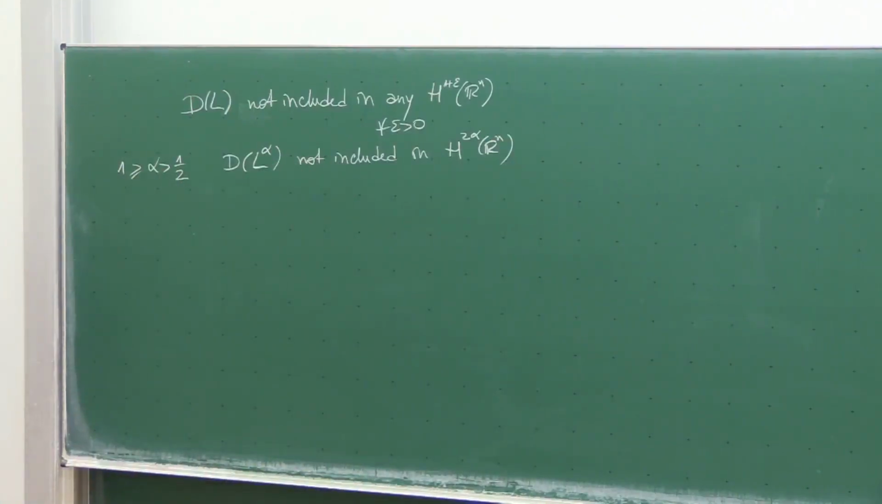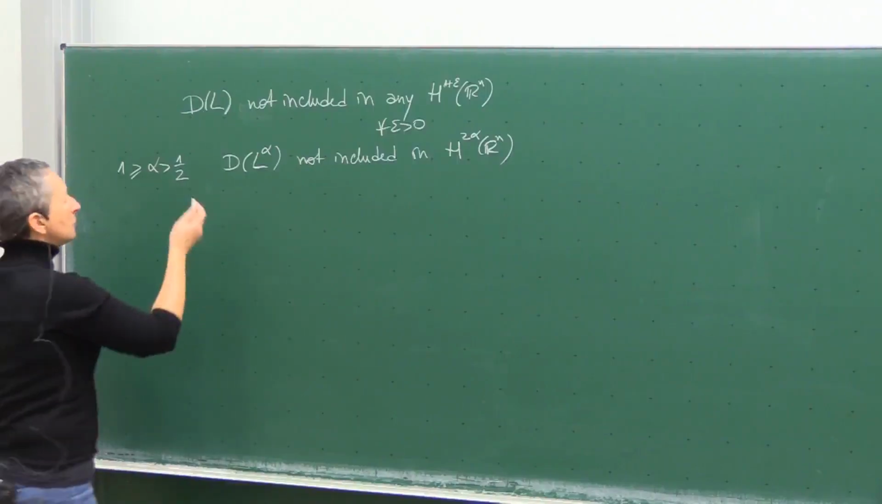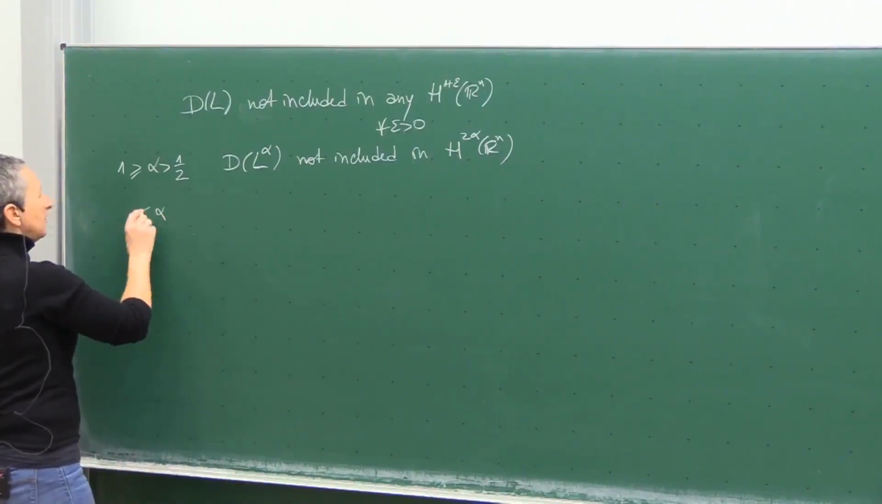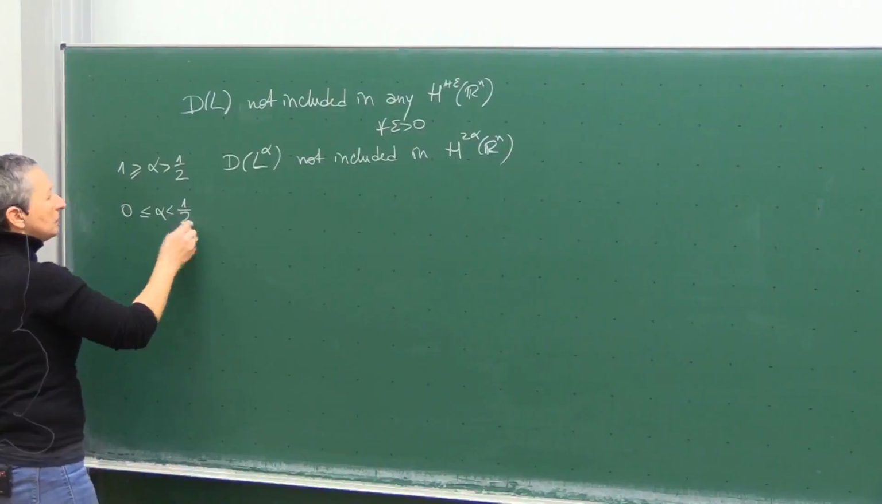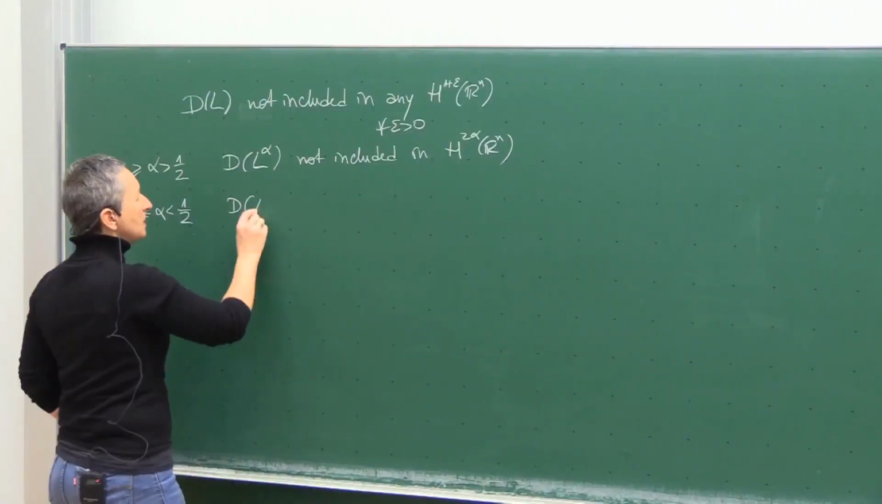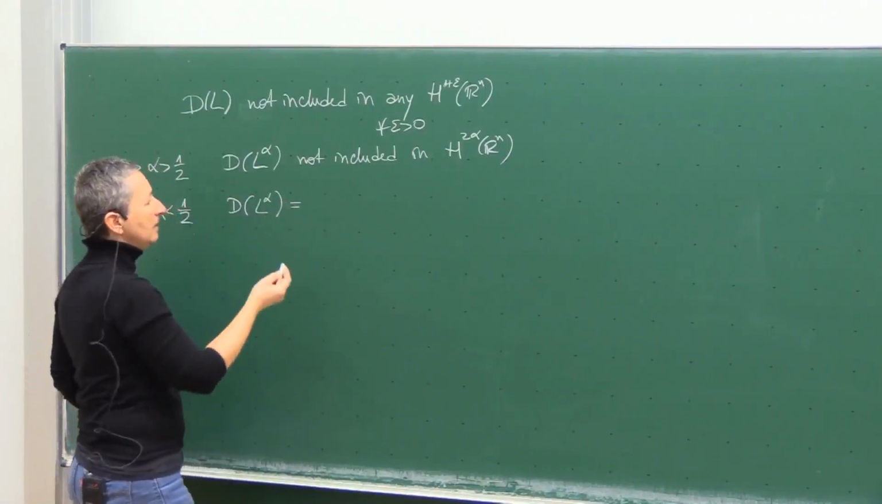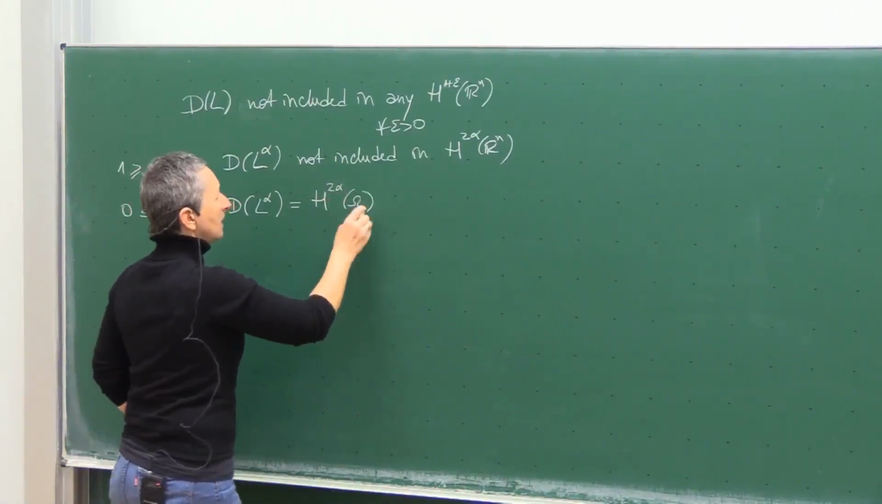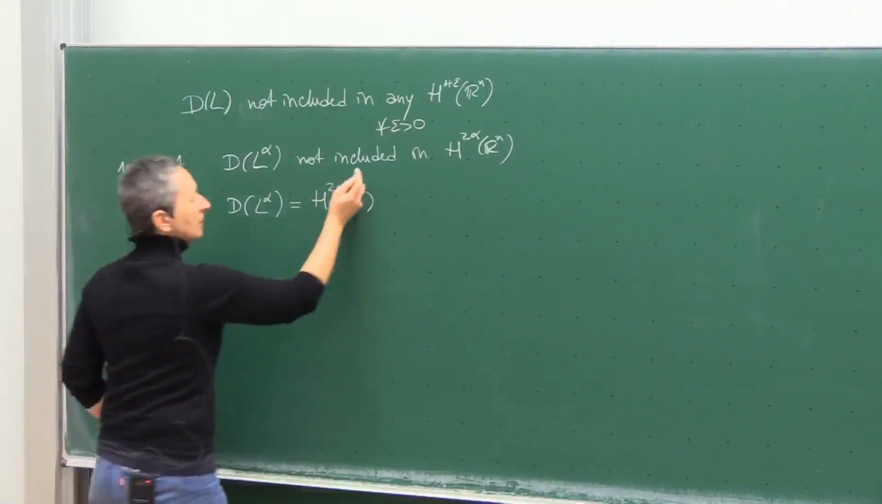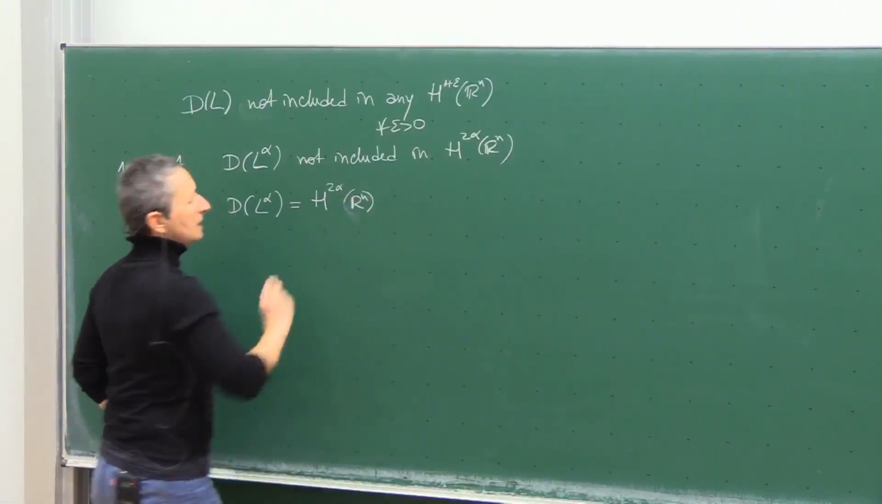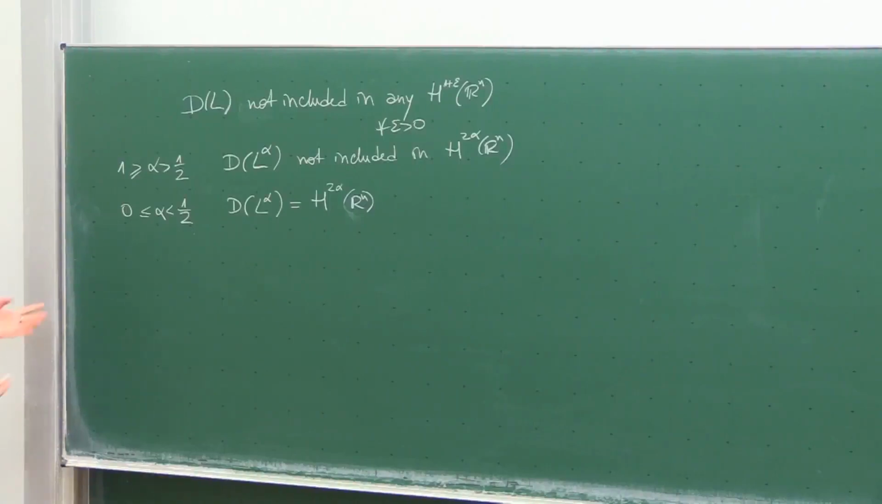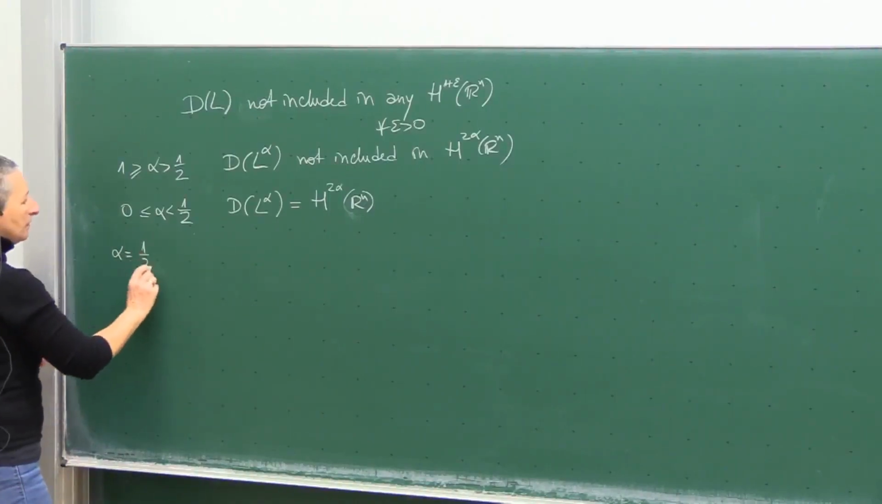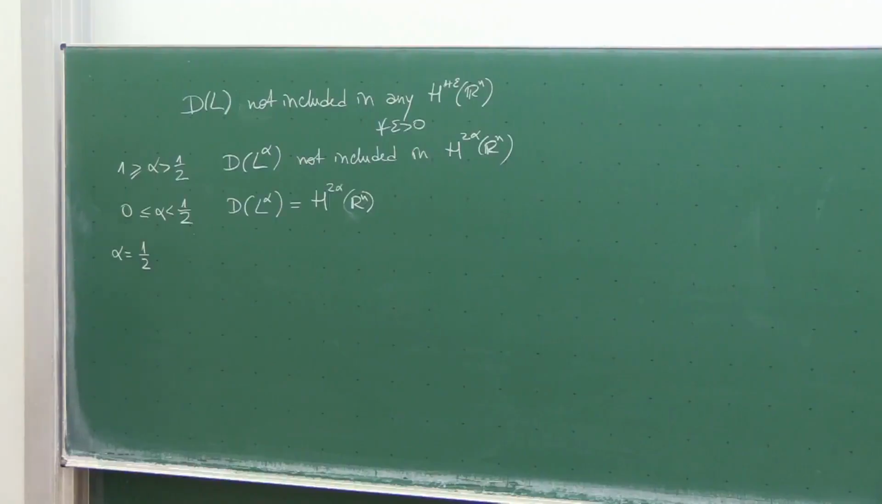So that's why the square root is exactly at the border of what is known, because what we know is that if alpha is between 0 and a half, it is always the case that this domain is H^alpha, on Omega, or let's say R^n. So alpha equals a half is just the border case.